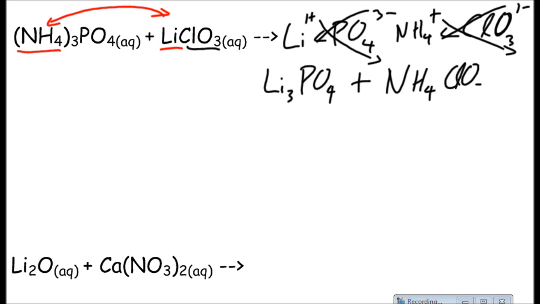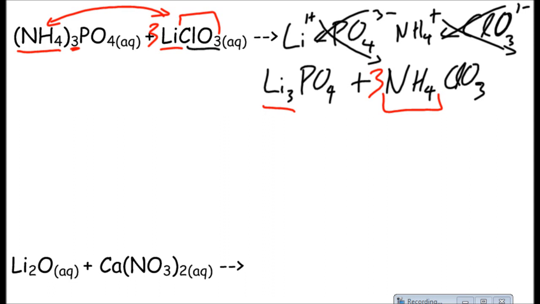Next thing we need to do is balance this out. We've got 3 lithiums on the right side, so a 3 has to go right here. But now we've got 3 chlorates, so we have to put a number right here. Now we have written that there's 3 ammoniums, but that's okay because there's 3 ammoniums on this side. This reaction is all balanced. The last thing we need to figure out is which one is our precipitate.